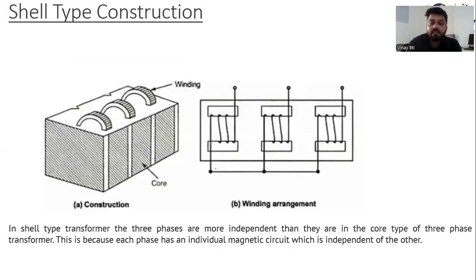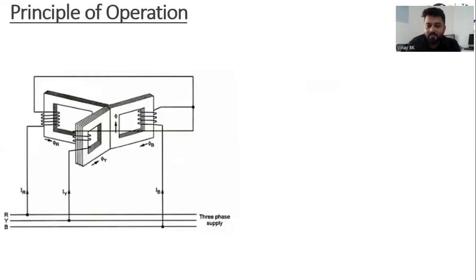If you can see here, this is the shell type of construction. In the case of shell type construction, the three phases are more independent than they are in a core type three-phase transformer. This is because each phase has an individual magnetic circuit which is independent of the others. You can observe the winding arrangement in the diagram.